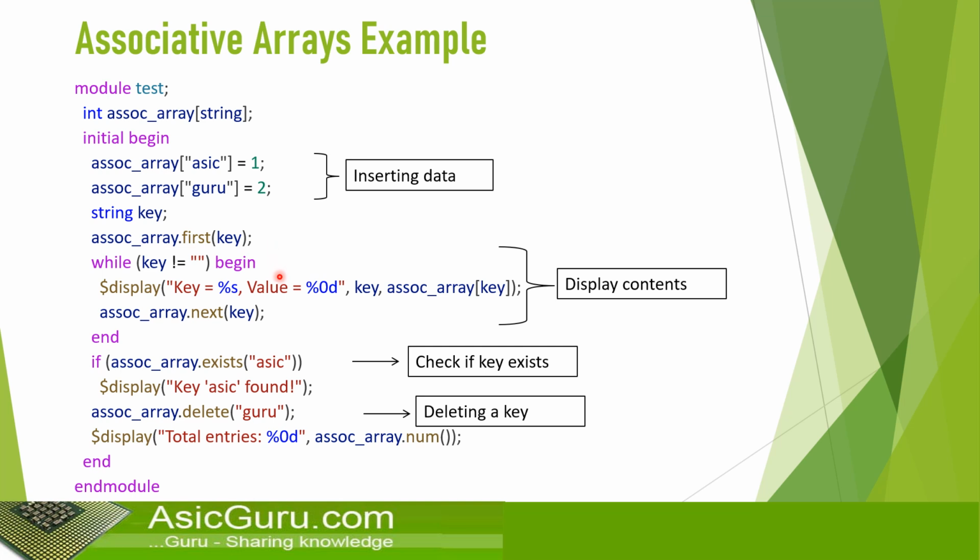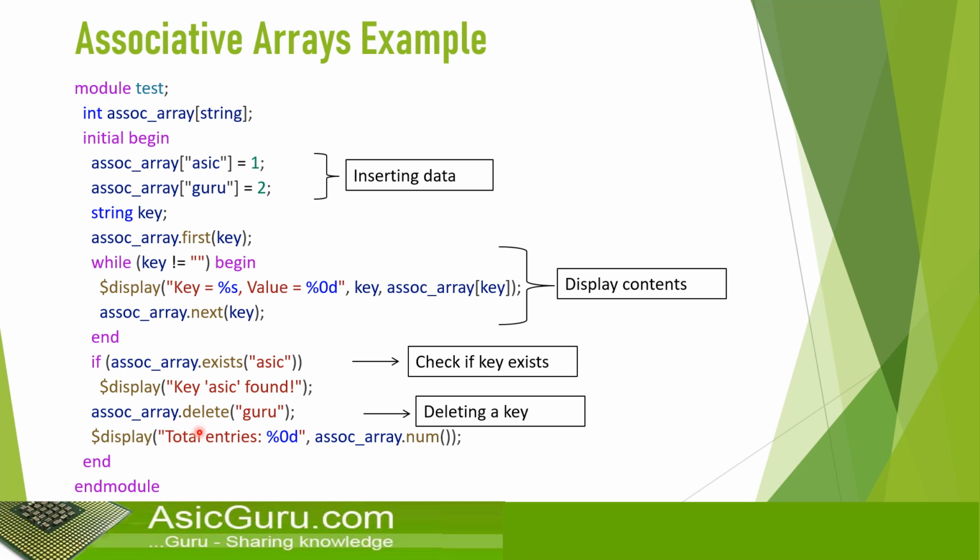Inside a while loop, we are using the next method and it iterates through all the keys, displaying each with $display. So it would display key equals ASIC, value equals 1. And in the next iteration it would print key equals Guru and value equals 2. Then we are using the exist method to check if the key ASIC is present or not. As this key is present in the array, it would display key ASIC found.